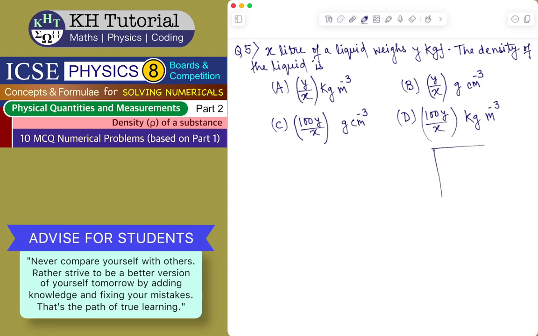Side note, I hope you are already aware from your previous class, or you also have the chapter force and pressure, that the weight of a body, if I denote it with the letter W, is nothing but its mass multiplied by g, where g is the acceleration due to gravity, which has a value of 9.8 meter per second square in SI unit.